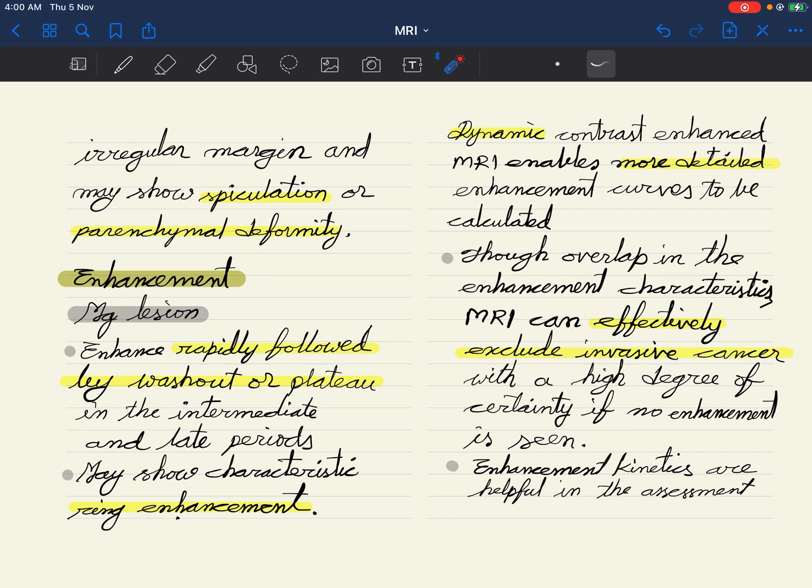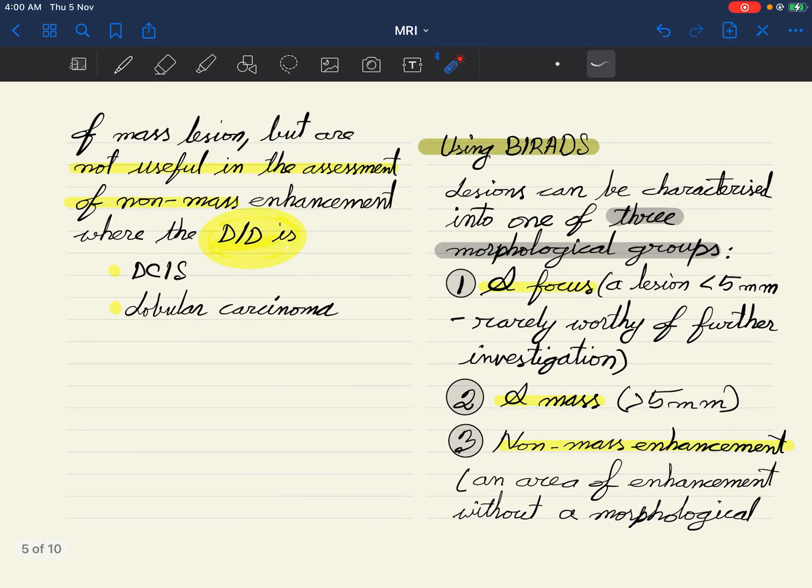Though the enhancement kinetics has overlap in benign and malignant lesions, MRI can effectively exclude invasive cancer with a high degree of certainty if no enhancement is seen. And this enhancement kinetics is essential if it is a mass lesion, but if it is not a mass, if it is non-mass, then this enhancement of non-mass will be due to ductal carcinoma in situ or maybe due to lobular carcinoma.